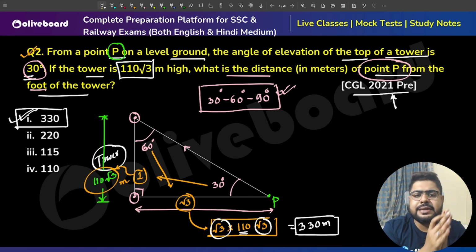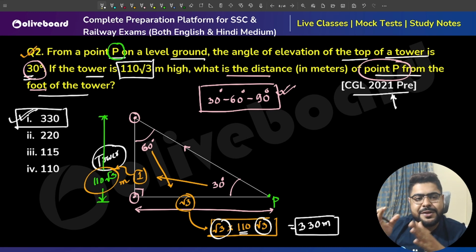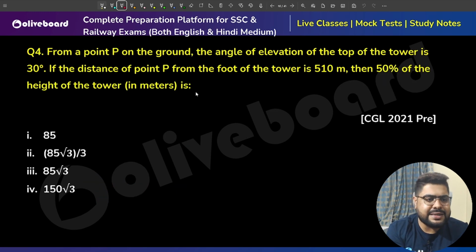both in CGL, CHSL, meaning SSC exams, as well as in the railway exams, are based on this triangle. Either 45, 45, 90 or at most 30, 60, 90. This is generally more relevant. So let's take some good questions.